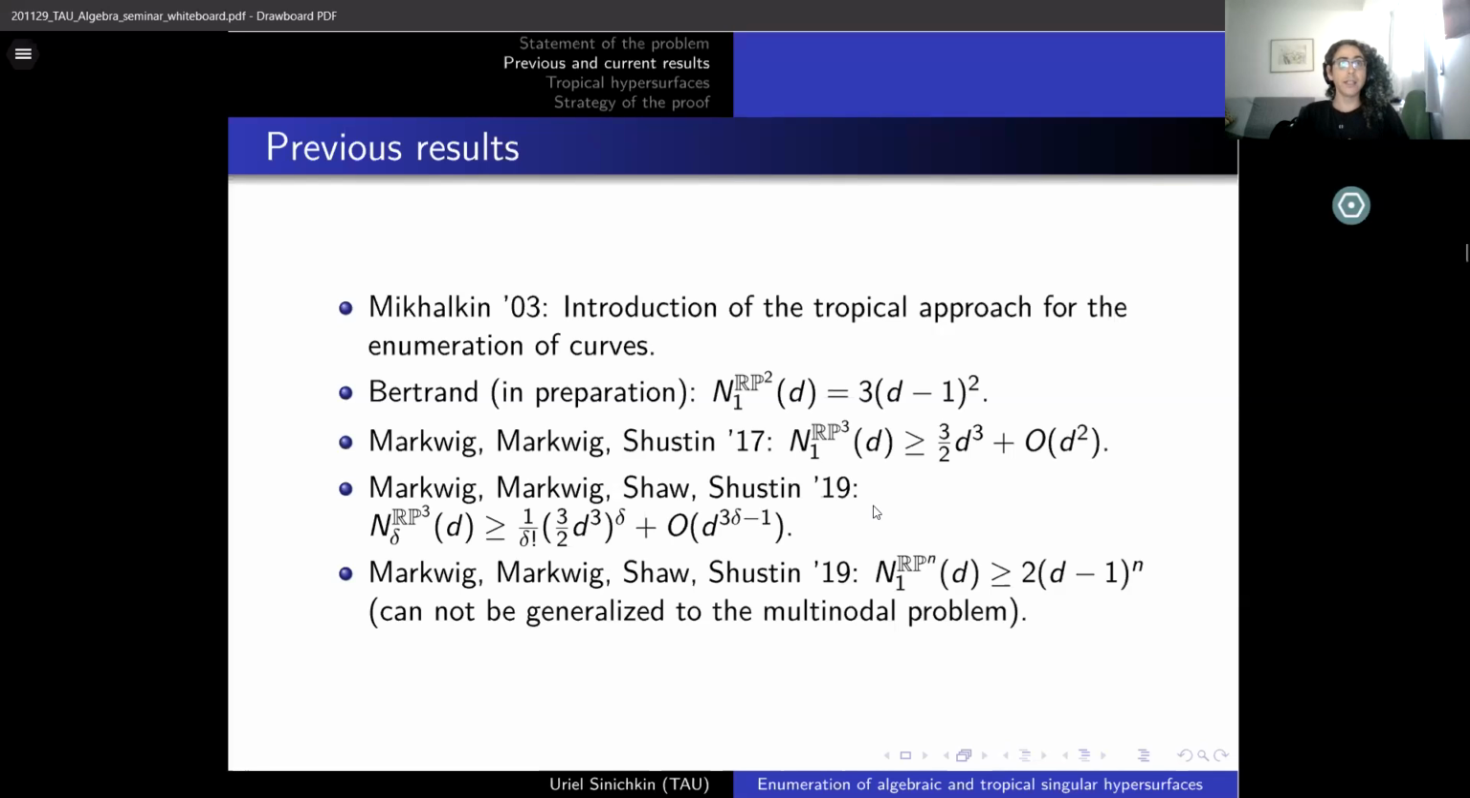Okay, and in higher dimensions, the only solution that I know is a solution for the uninodal problem. It's also presented in the same paper, although it doesn't use any tropical geometry. It's an elementary construction. You just provide a polynomial by some degeneration. It's very elementary, and you can get roughly 2 times d to the n singular hypersurfaces. But again, this only works for the uninodal problems. This cannot be generalized to the multinodal problem. And also, we will see that the coefficient 2 is not so good. You can get better.